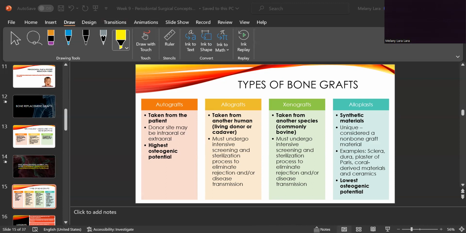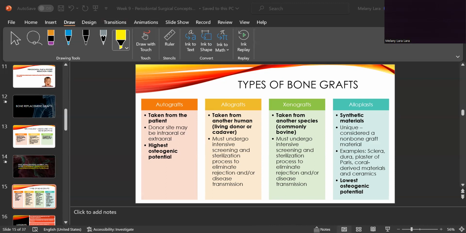Osteogenic is a good one to have. Out of all three of those potentials that I talked about, osteogenesis is really the main one. That's really, really good to have. If we can have all three of them, that's our ideal graft, but between the three, osteogenic is really good to have. Allografts, this is going to be taken from another person.